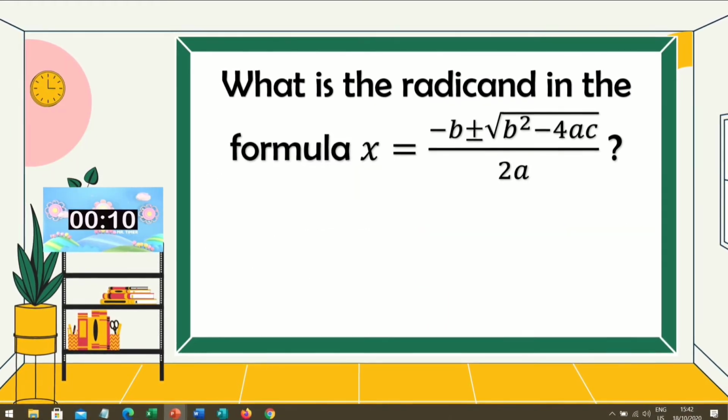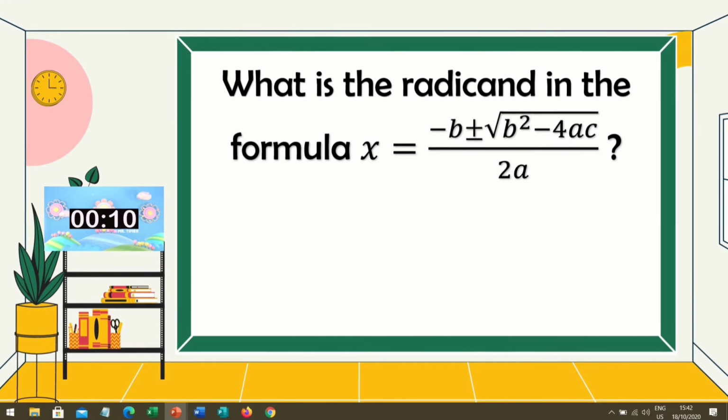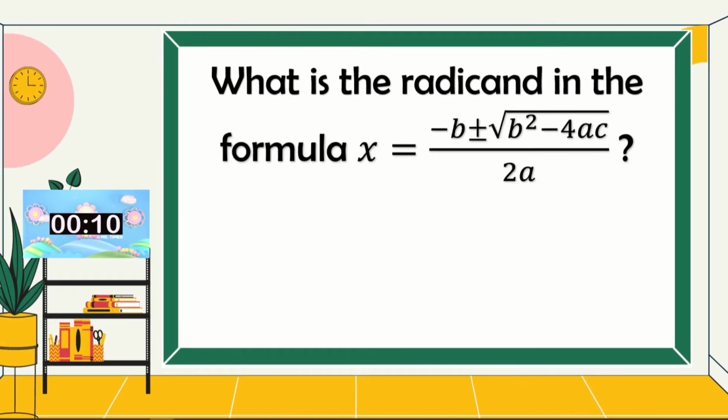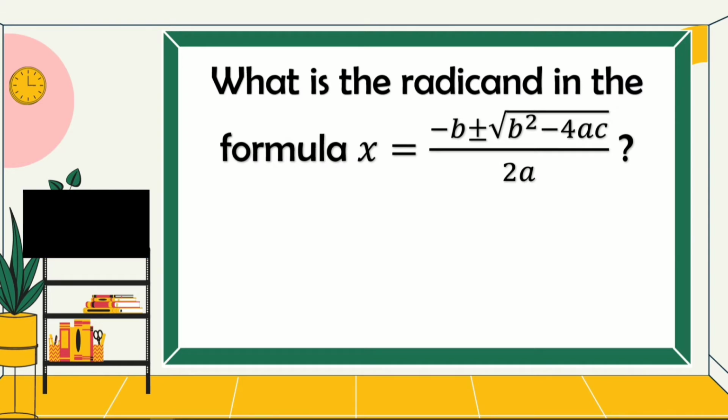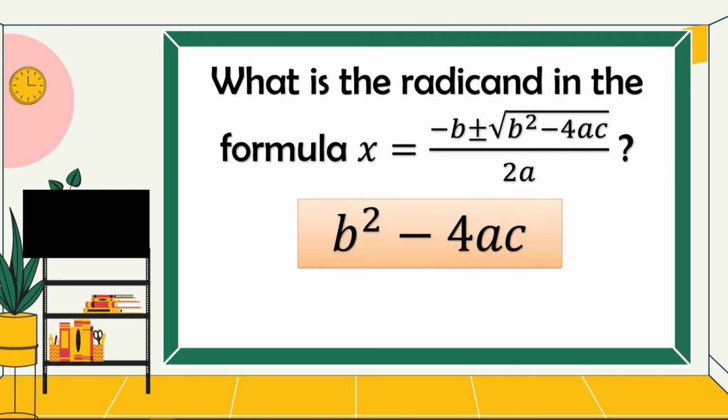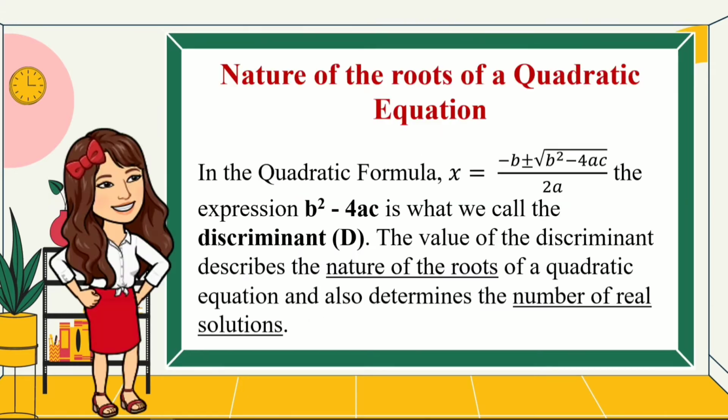Next question. What is the radicand in the quadratic formula? You have 10 seconds to answer. Time's up. If your answer is b squared minus 4ac, your answer is correct. The radicand is b squared minus 4ac, and it is called the discriminant.